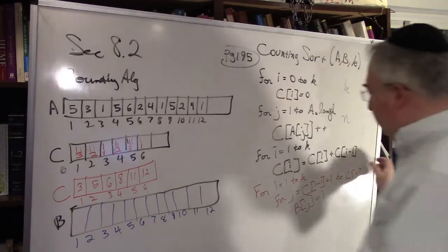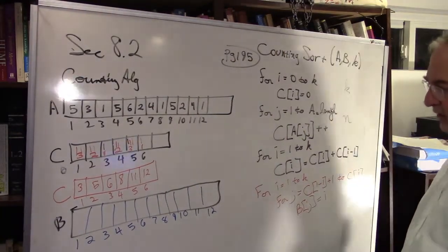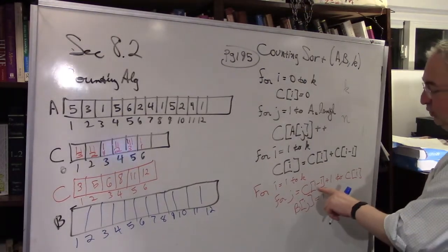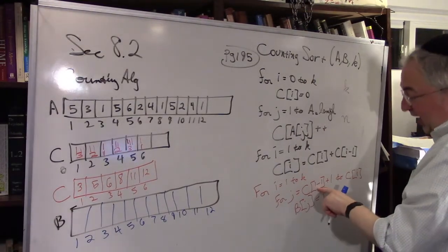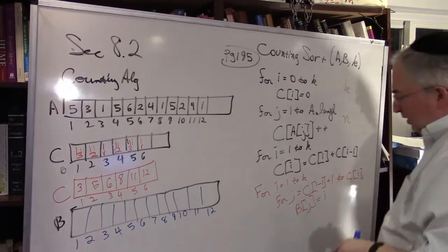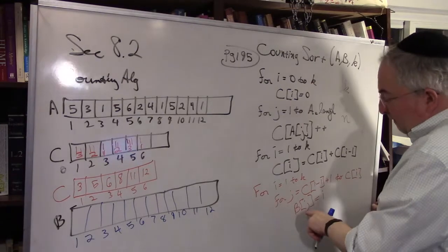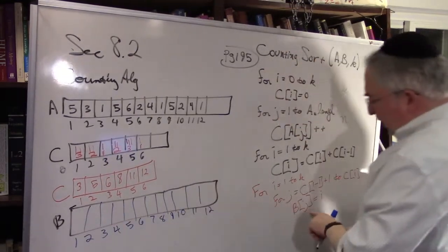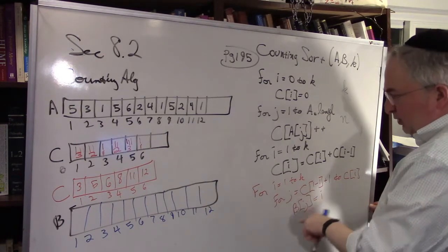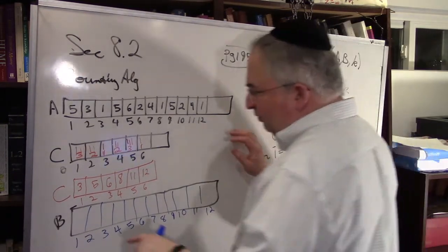Here's the way I would do it. For I equals 1 to K, so go through the counters, and look what you do. For J equals the previous counter plus 1 to this one, place in B, the Jth element should equal I. So you go through this and you do it. So let's go through it.